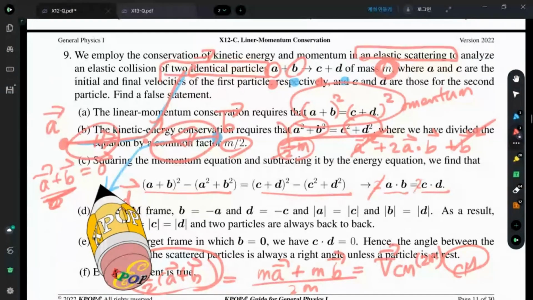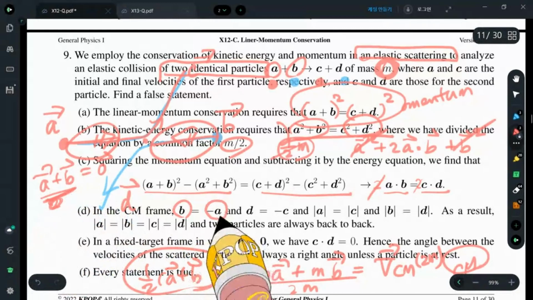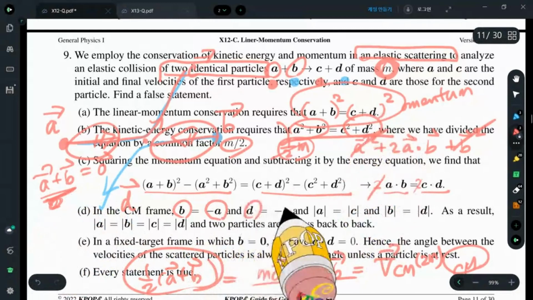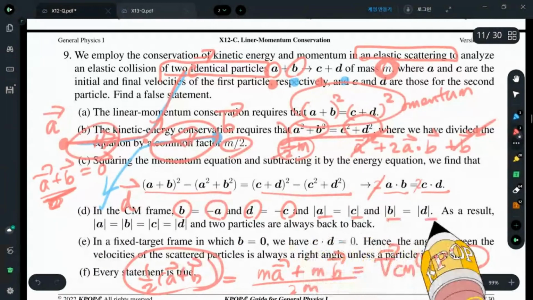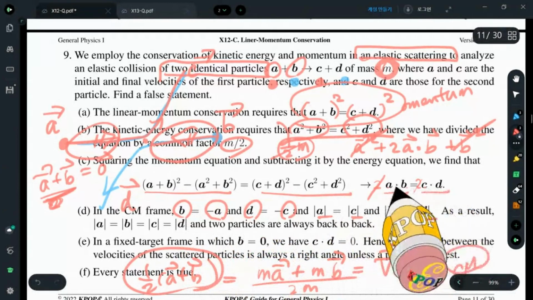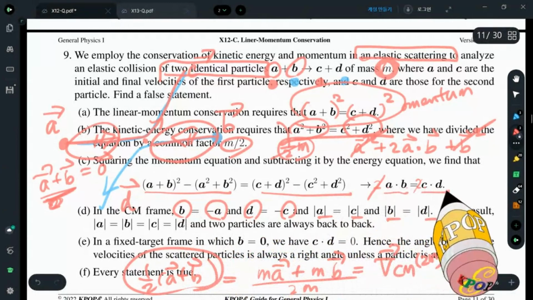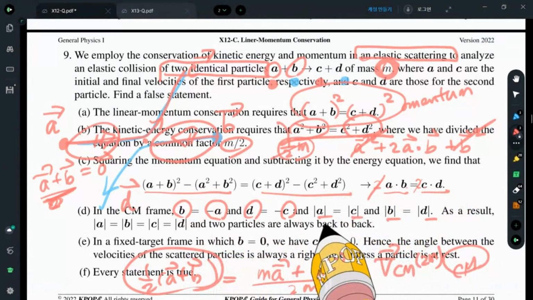So in that case, A and B have the same magnitude but opposite direction. C and D have the same magnitude but opposite direction. The magnitudes are the same, so it becomes trivial. These velocities are non-zero, and they are all equal in magnitude.